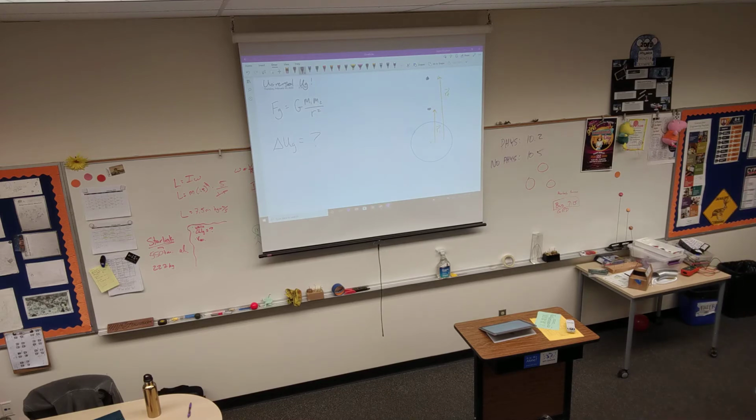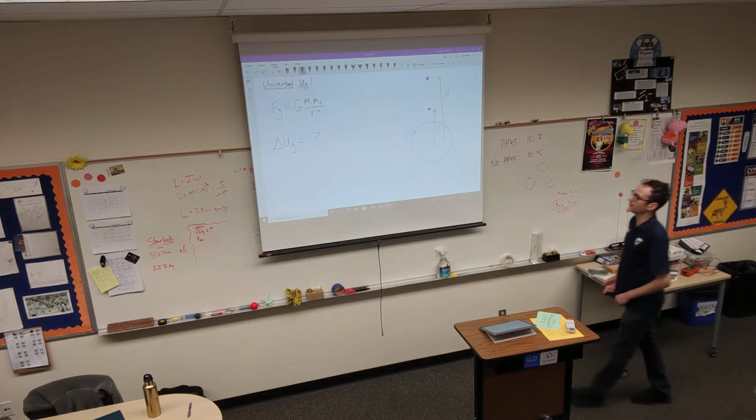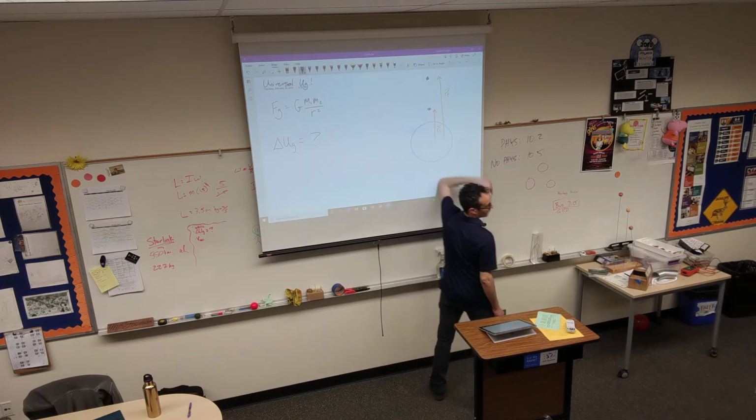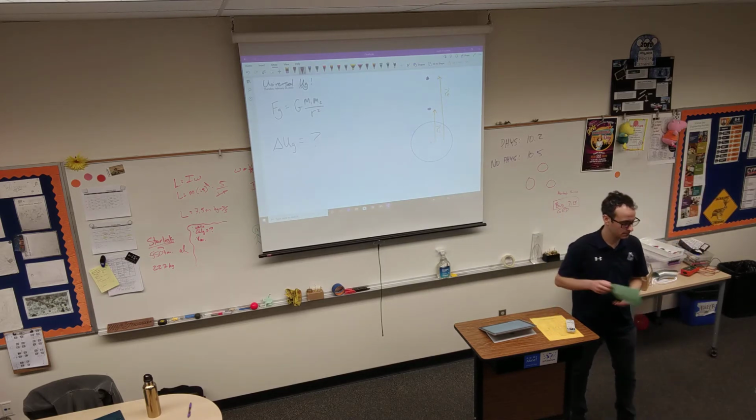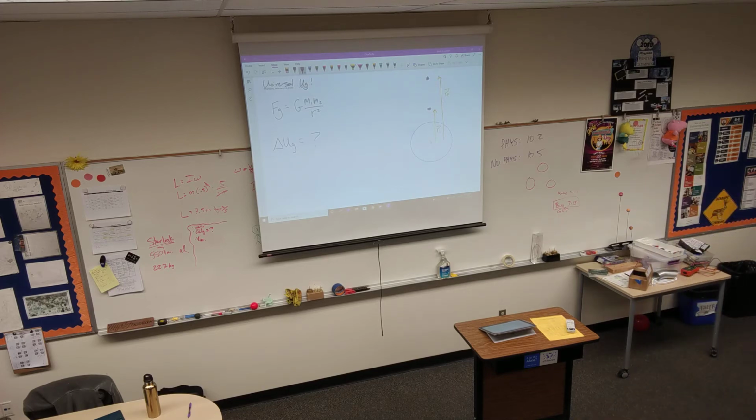Let's show this one. The change in gravitational potential energy. That's torque. Or R. Congratulations. What's the R on the... and MG is. Here.